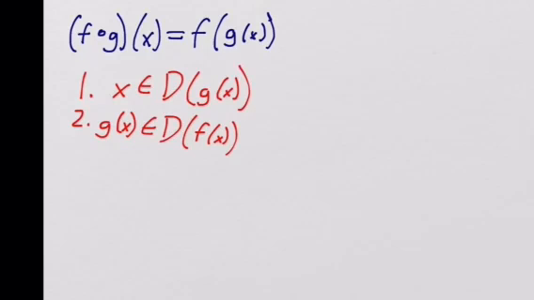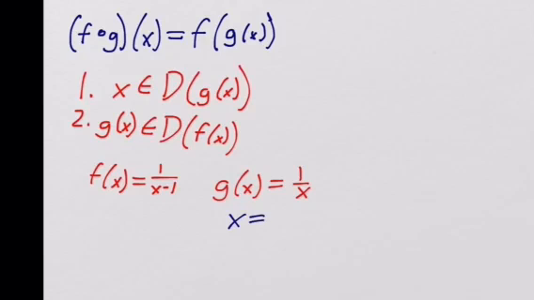So for example, if f of x is equal to 1 over x minus 1, and g of x is equal to 1 over x. First things first, from the first rule, we can eliminate x being 0. Because if we have that, then we have a problem.